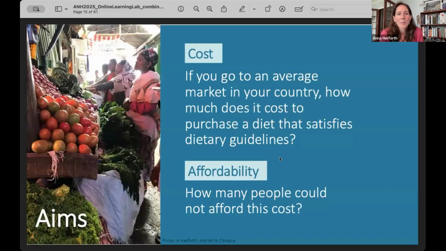And the basic purpose of this indicator is to understand if you were to go into an average market in a given country, how much does it cost to purchase a diet that satisfies dietary guidelines? And how many people could not afford that? And this is really important for considering efforts of trying to change behavior for improved diets and nutrition.